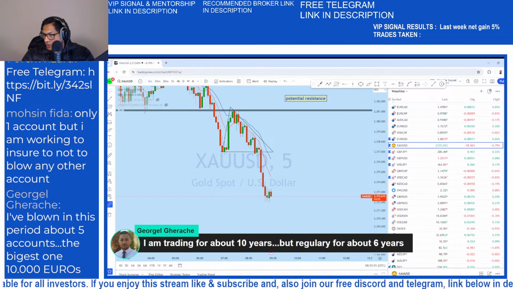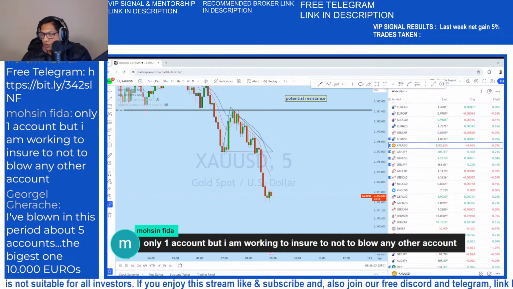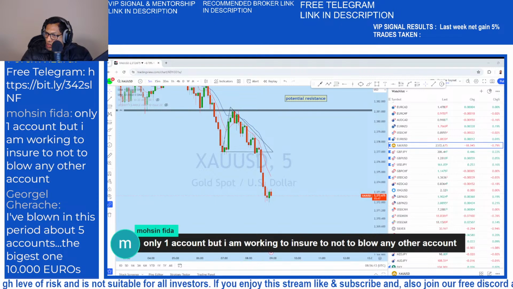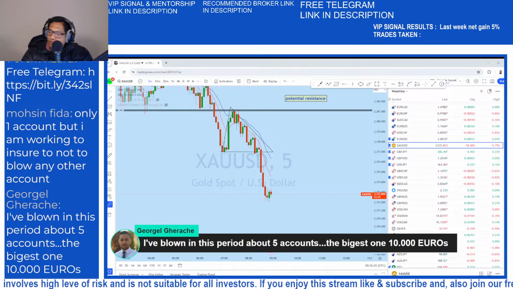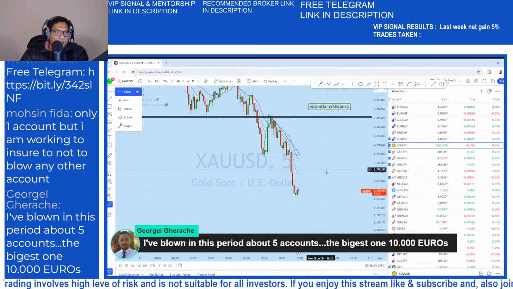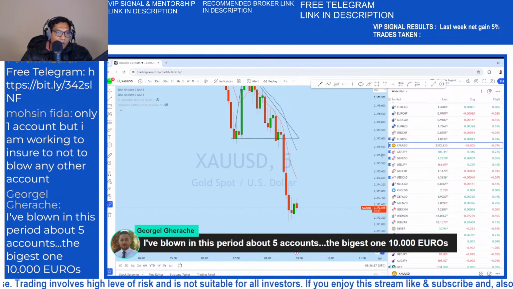I only have 1 account, but I'm working on ensuring not to blow any other account. So that's pretty good. So how are you ensuring that you are not blowing your account? What are the steps that you are taking? You can share. Or I've blown in the period about 5 accounts. The biggest one is 10,000 euros. Okay. Yeah. So this is a part of trading, right?